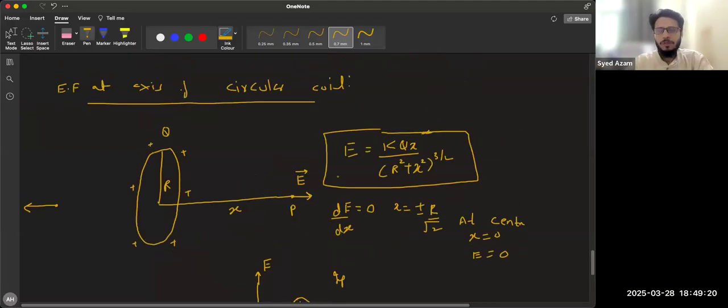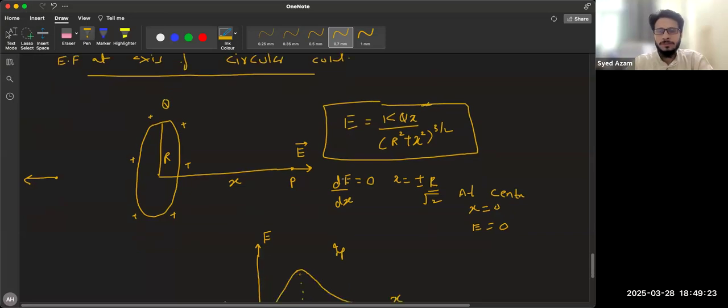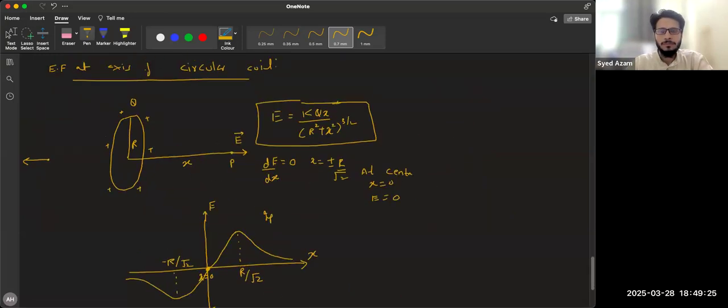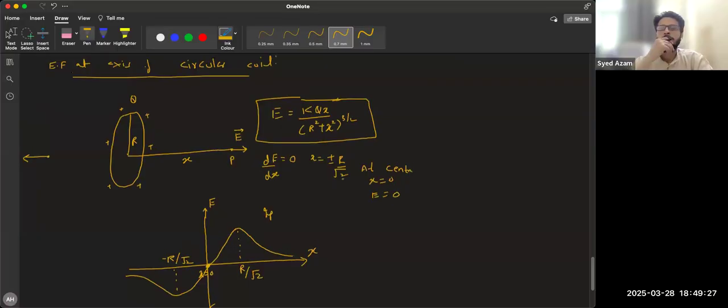Just note it down, then we'll move on to the electric field lines. Tell me once you have written.